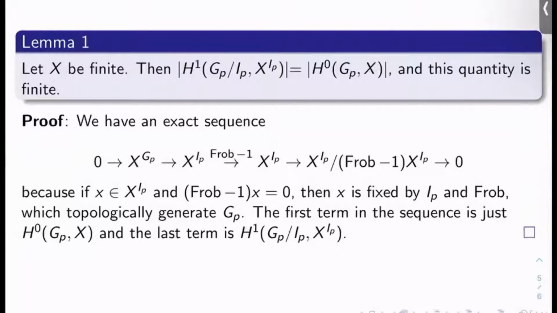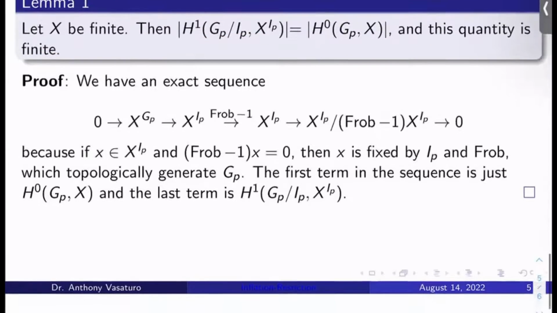So lemma 1: let X be finite. Then the cardinality of H1 of GP mod IP, X to the IP, is the same as the cardinality of H0 of GP, X. So there's a little bit of duality going on here between this H1 and this H0. And this quantity is finite also. Okay, the proof is easy, so I'll just give it.